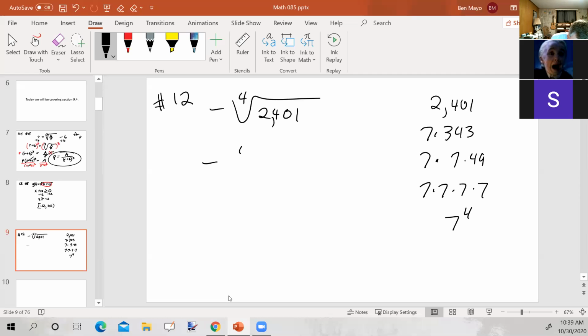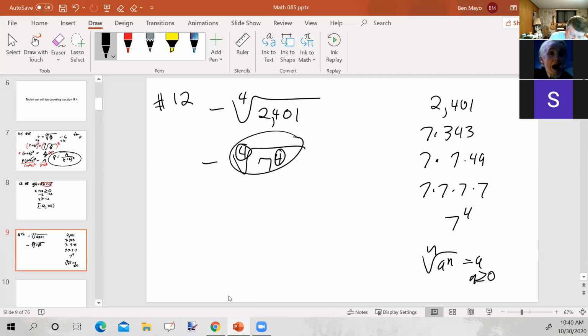So basically I've got this situation. Remember, the nth root of a to the n equals a if a is greater than or equal to 0. So we're taking the fourth root of a fourth power. The radical is going to become a 7, and the negative sign outside gets applied. So the final answer is negative 7. That took a little bit of work determining what number went into 2401.